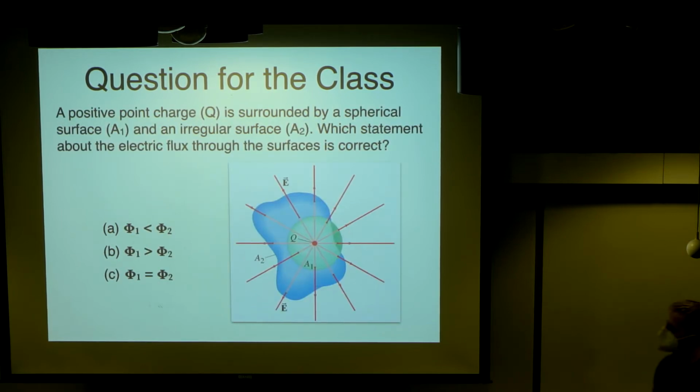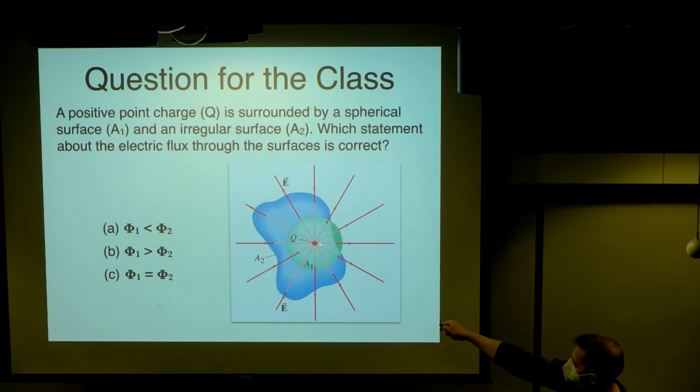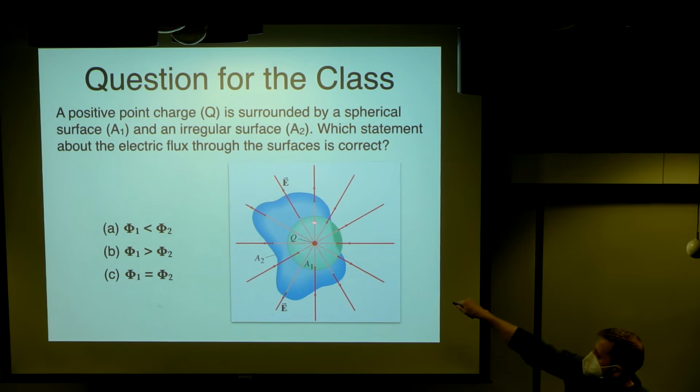Okay, so again, this is just another conceptual question. We have only one charge in this problem. The charge is right here. It's point charge Q. We're assuming it's positive, so you can see the field lines are going away from the charge. It indicates it's a positive charge. So what we're going to do is surround that charge with two different surfaces. One of those surfaces is just a nice sphere shown in green, and that area we'll call A1. And then the other one is kind of irregular, shown in blue, and that area will be A2.